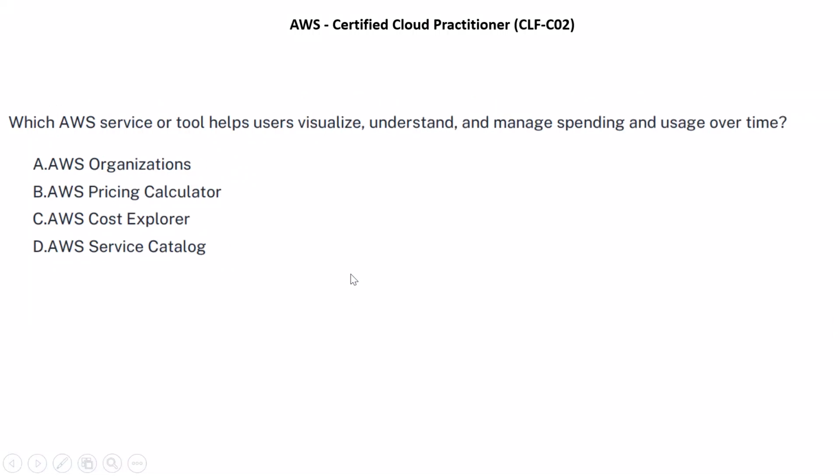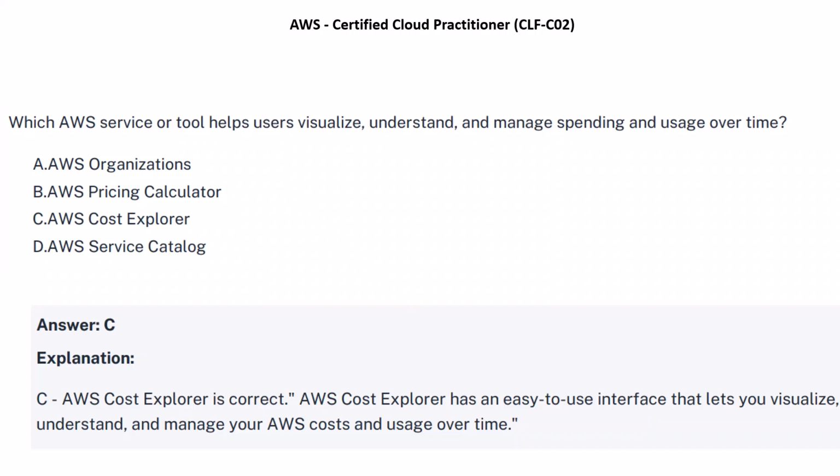Next question. Which AWS service or tool helps users visualize, understand, and manage spending and usage over time? Option A. AWS Organizations. Option B. AWS Pricing Calculator. Option C. AWS Cost Explorer. Option D. AWS Service Catalog. The correct answer for this question is option C.